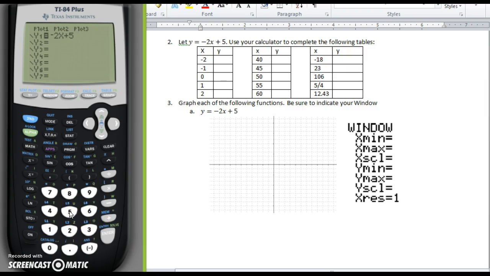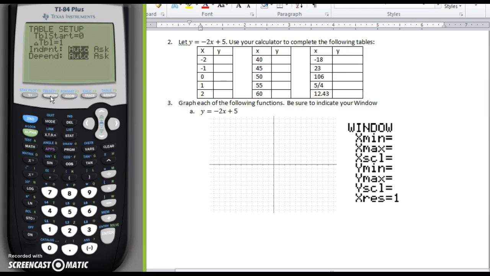Once you get your function in there, now you have to set your table up. If you look right above this window key, it says table set. It's a little hard to see on my screen. But to get that, you do second and then the window. And this is what allows you to set your table up.